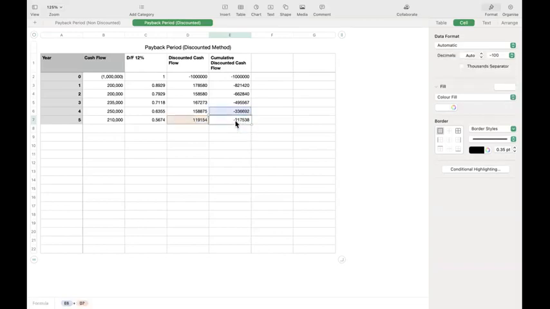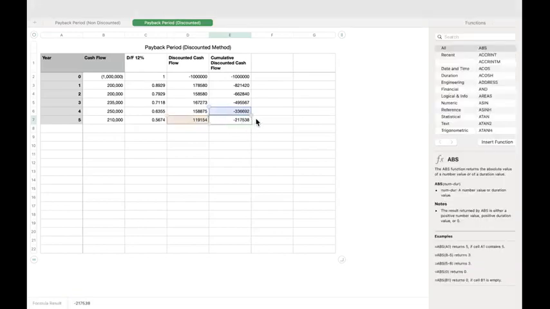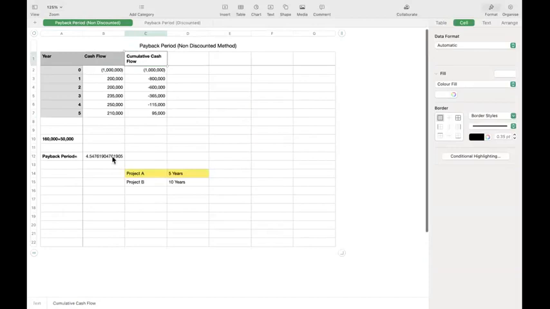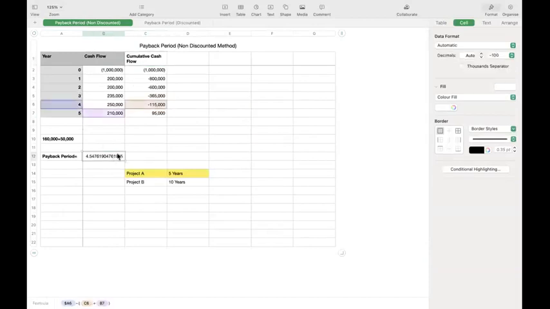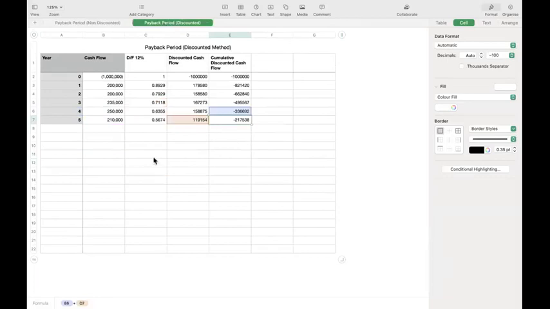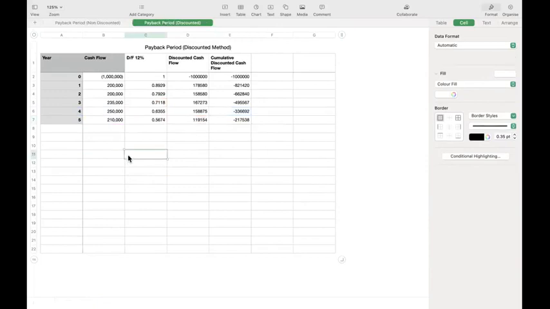But in case where this is a positive value, we apply the same technique that we used for non-discounting payback period to find the discounting payback period. So in this case, where you end up with a negative value even in the 5th year, you can write the interpretation as: the discounted payback period cannot be found as the discounted cumulative cash flow is less than the initial investment as shown in the calculation.